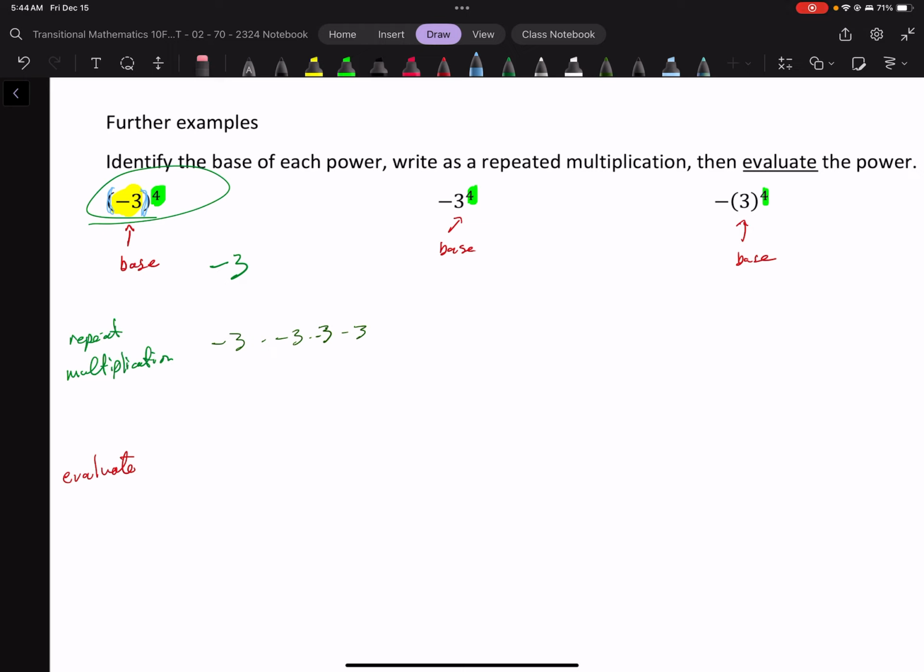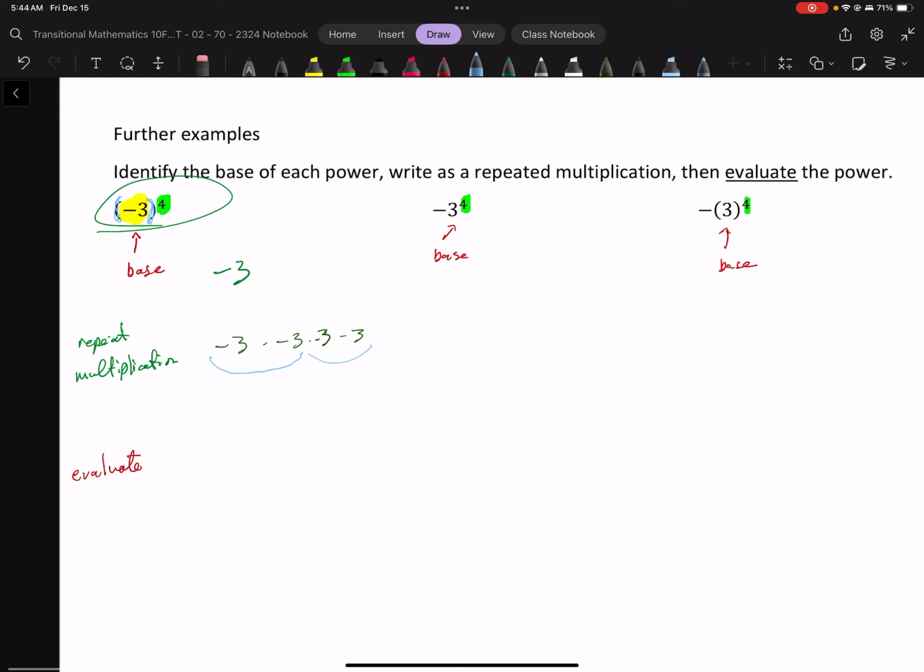And now when we choose to evaluate, we can go -3 times -3 times -3 times -3. Or we could group them like so. -3 times -3 is +9, because a negative times a negative is a positive. -3 times -3 is +9. So when we evaluate this, the answer will be 81. After this, I encourage you to take a calculator and work this through. It's not easy getting the result of 81. You have to use brackets in your calculator.